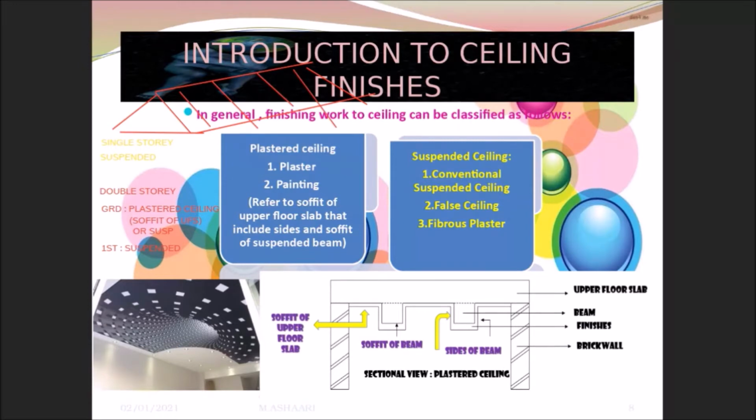If there is no slab, when you install the ceiling finishes, this one will be your ceiling finishes, 1, 2, 3, and 4. And this ceiling finishes is attached to the roof. So that is why I'm saying, as one example, if you have a double story building, the first part is suspended ceiling. Please understand this concept.